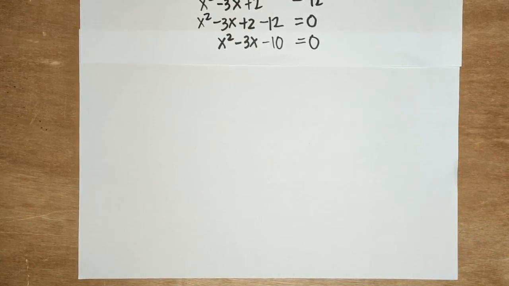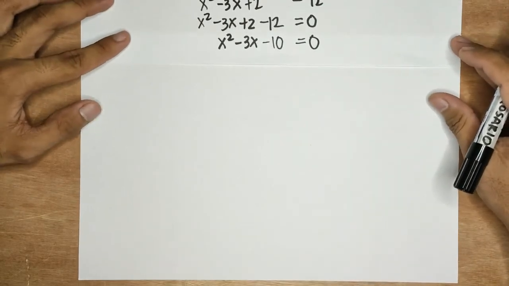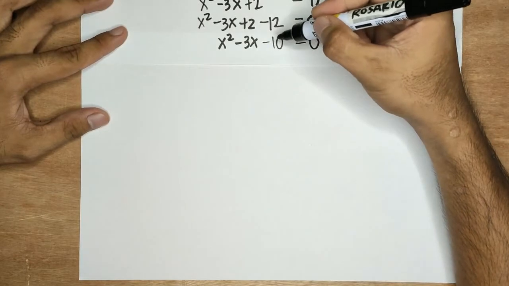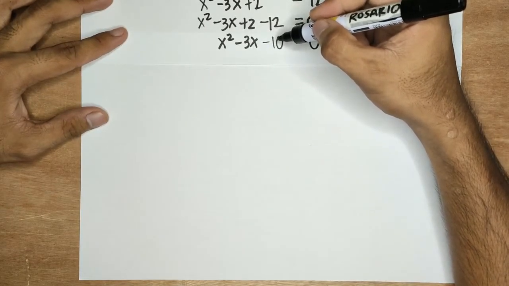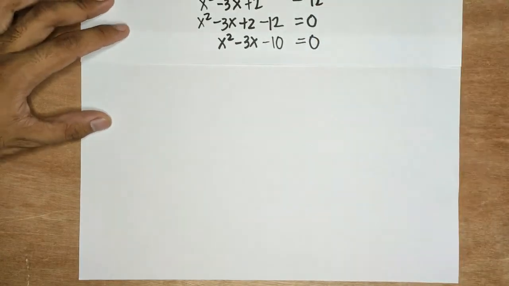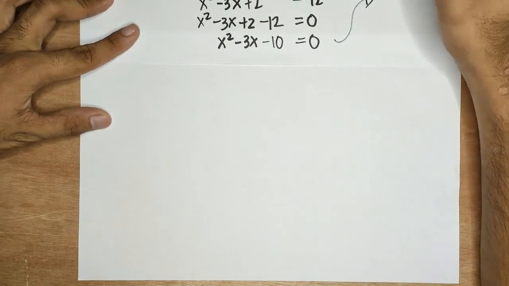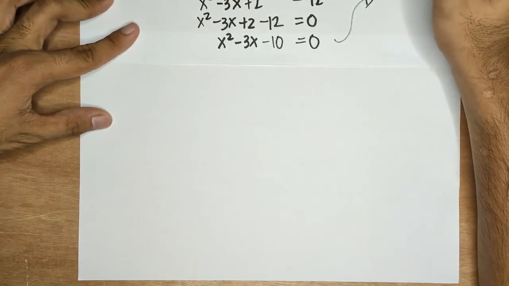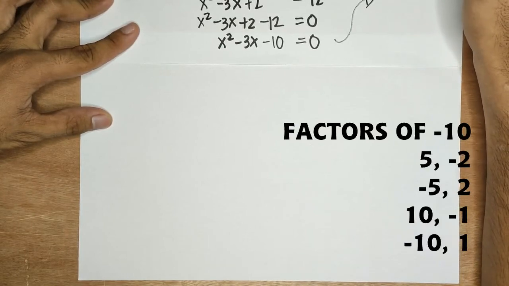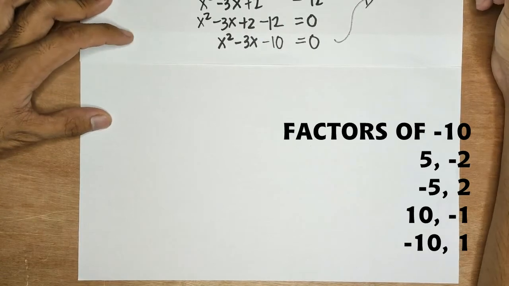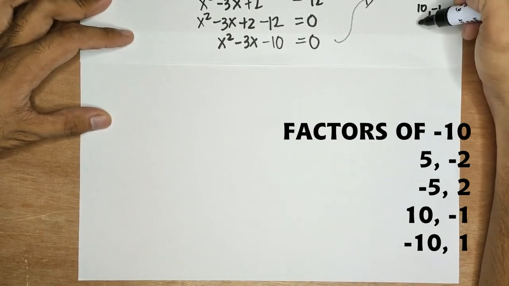So in trying to figure out the possible roots of the quadratic equation, we can use several methods. So we can either use factoring, or we can also use the quadratic formula. So in this case, I'll be using factoring. Okay, so as you can see, since factorable si negative 10, ang factors niya ay pwedeng 5, negative 2. Factors of negative 10, we have 5 and negative 2. Pwedeng negative 5 and 2. Pwedeng 10, negative 1, pwedeng negative 10 and 1.